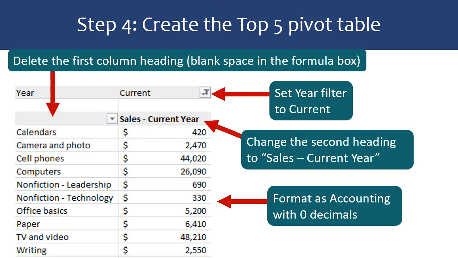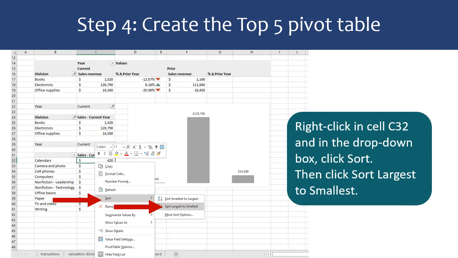Delete the first column heading. Remember to put a blank space in the formula box for the heading cell. Set the year filter to current. Change the second heading to sales current year. Finally, format as accounting with 0 decimals. Right-click in cell C32 and in the drop-down box, click Sort. Then click Sort Largest to Smallest.